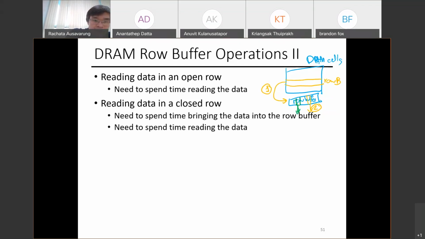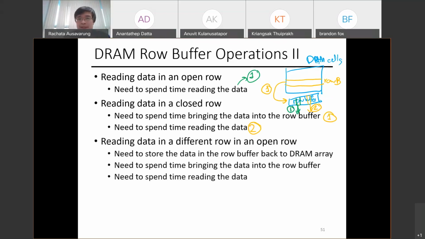If you have data already in the open row, you only have to do one thing, which is the first step here. If you have data, then you need to read it. If it is not in the open row, you first need to do this, followed by this.